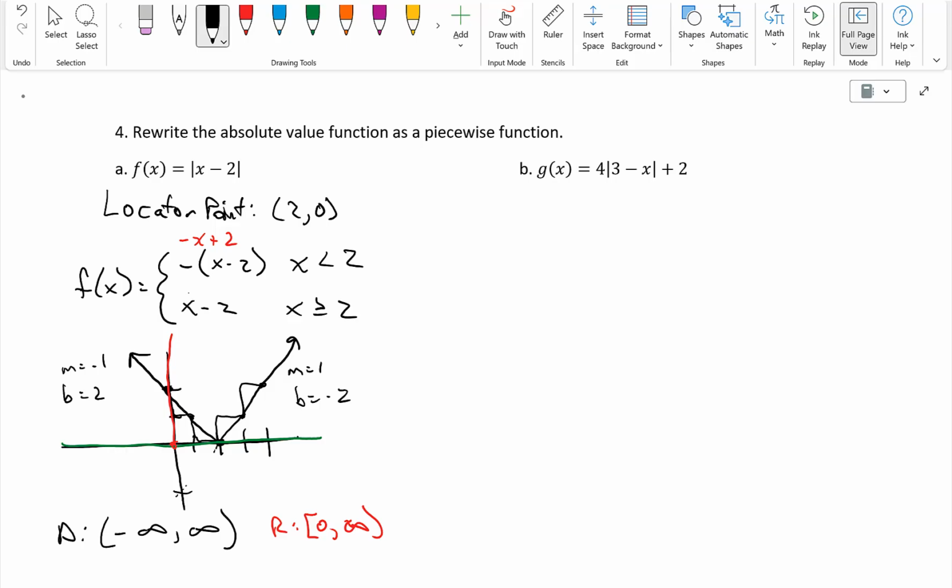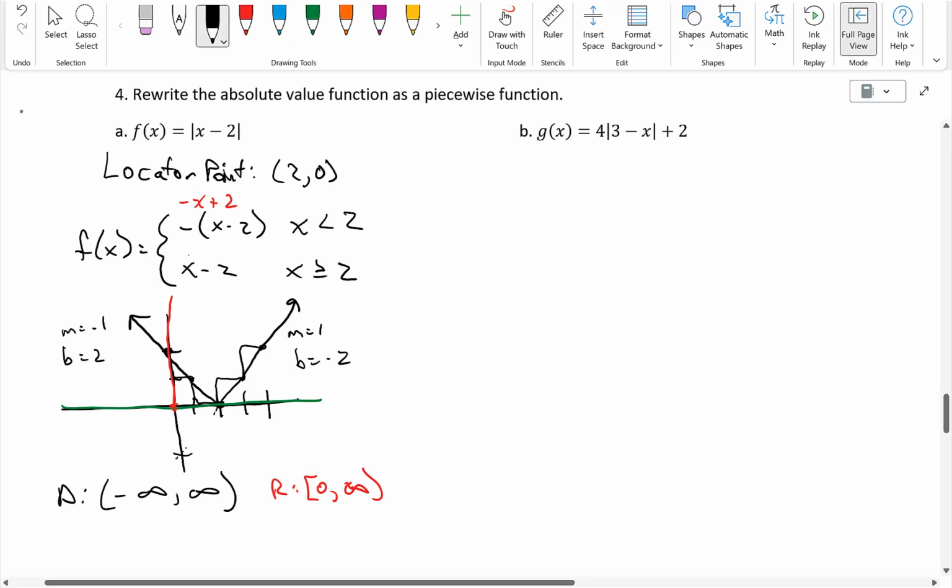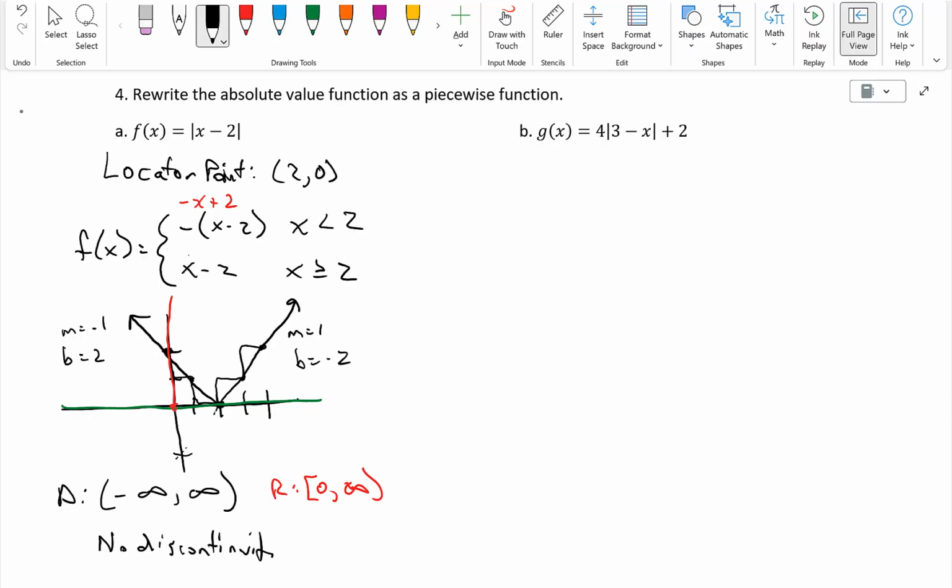We see, hopefully for this one, no jumps, breaks, anything in the graph, so there are no discontinuities. Even though we're defined in pieces, we'll see sometimes that those pieces link up and we won't have any jumps, breaks, gaps in the graph, right? We hit right at 2, 0 and we continue off onto the other piece.